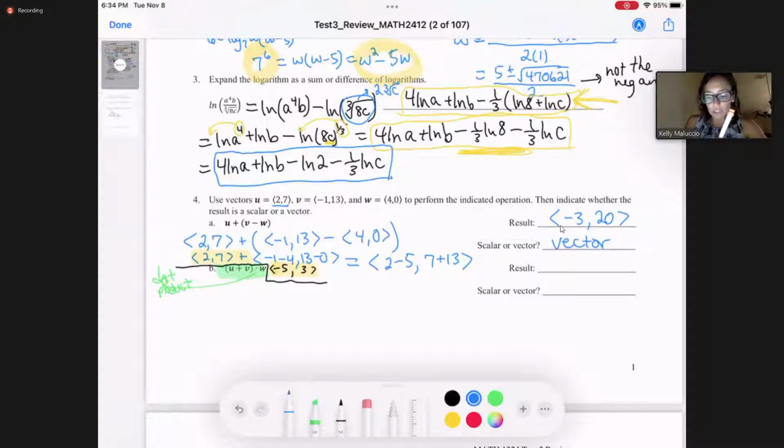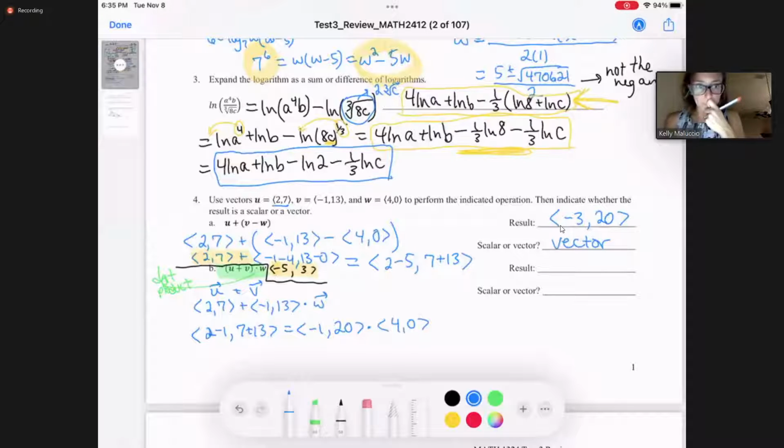So first, we're going to just add U and V. So I'm going to take 2, 7 plus negative 13. And you could just do it all like this is U plus V, right? So 2 minus 1, 7 plus 13, which is negative 1, 20. Okay, got that. And then we want this dot product. So this dot W. So the dot product with W, which is 4, 0.